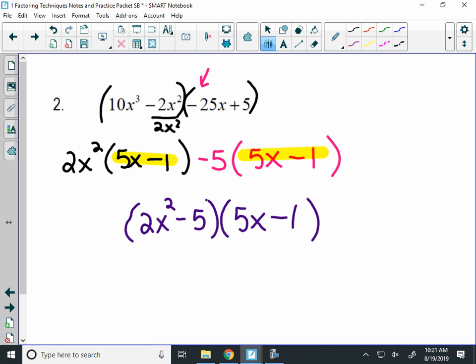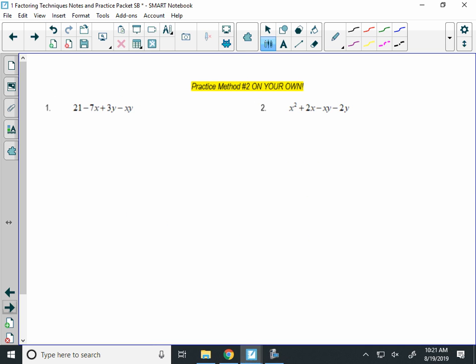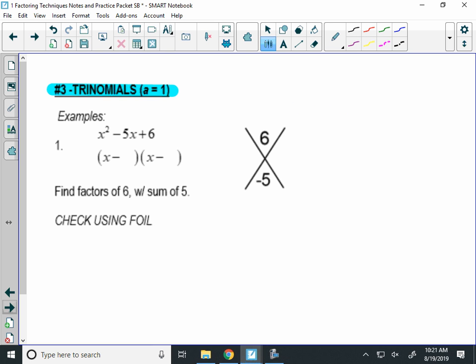We're almost done. Flip the page over. Skip the practice. There's going to be a couple for you to do in a few minutes here. Trinomials. Nothing fancy about these trinomials today.